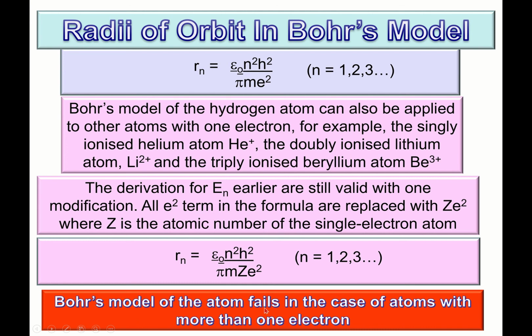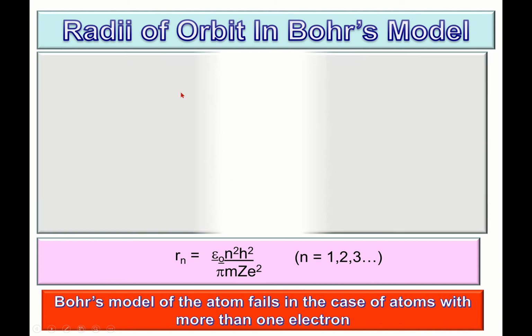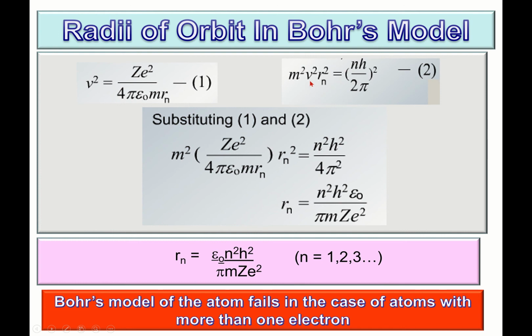Bohr's model of the atom fails in the case of atoms with more than one electron. So how do we get this? We use the same method as before. We use the concept of circular motion, where the centripetal force is provided by the electrostatic force, and the second equation comes from Bohr's first postulate, and we combine these two using simultaneous equations. So we get r_n equals n squared h squared epsilon naught per pi m Z e squared.